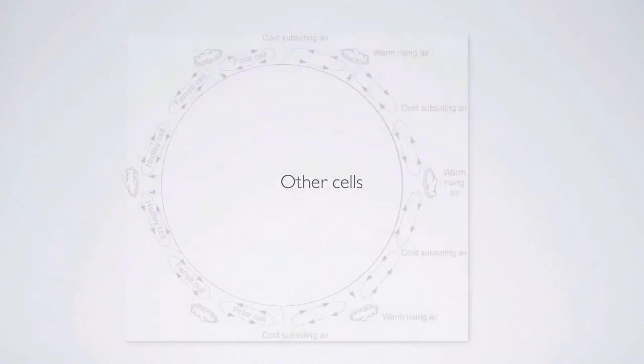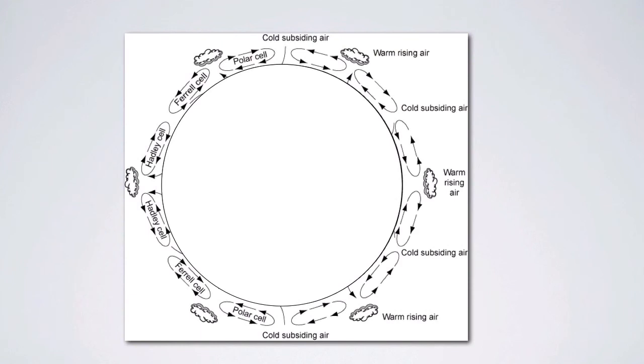Now, we've just covered a Hadley cell and what generates Hadley cells, but there are other cells too. So in this figure you see the Hadley cell here that originates at the tropics and flows down here, and there's other cells too, Ferrel cells and polar cells, that are other large-scale atmospheric circulation cells that occur, both transporting energy towards and away from the poles.